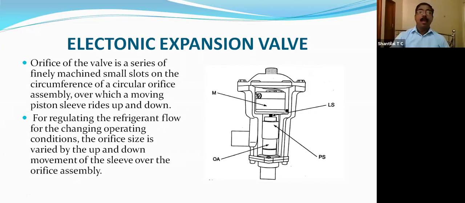That means when the stepper motor is rotating, the lead screw also rotates. This lead screw converts the rotary motion of the motor into linear motion of the piston sleeve, so the piston is moving up and down. The motor is rotating in a circular motion, and this circular motion is converted to linear motion. Linear motion means up and down motion. The function of the lead screw is to convert the rotary motion of the motor to linear motion. On that basis, the piston moves up and down, the orifice increases or decreases, and by that the flow increases or decreases.